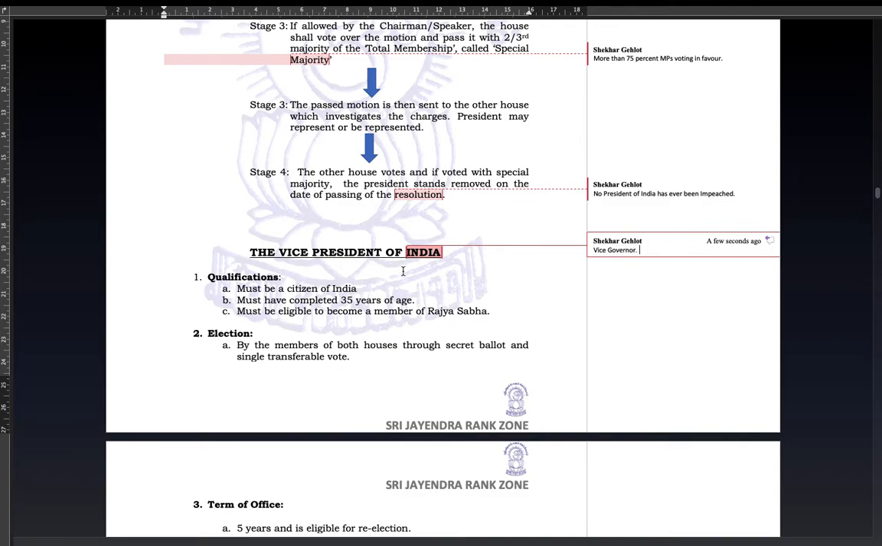Here we have no counterpart. Like in the union we have a vice president, in the state we have no vice governor. No provision of vice governor. We only have a governor. We may have lieutenant governors for UTs, but they are just like governor only. Okay, so there is no vice governor like the vice president. So these are the qualifications for the vice president of India.